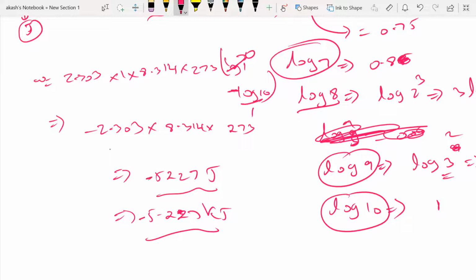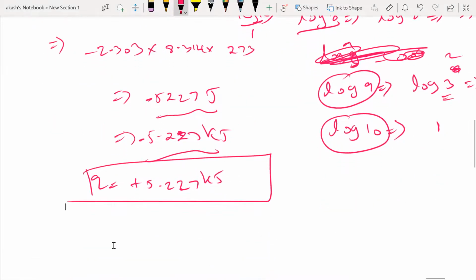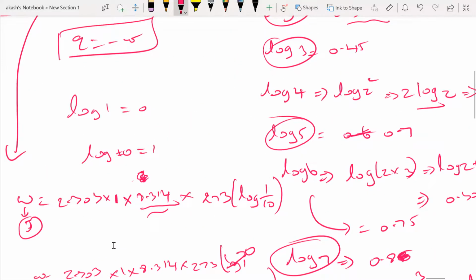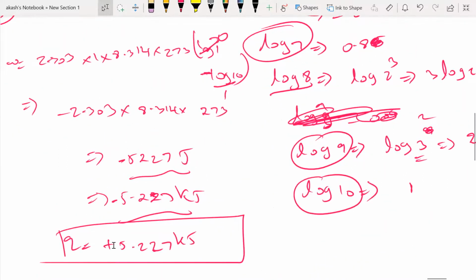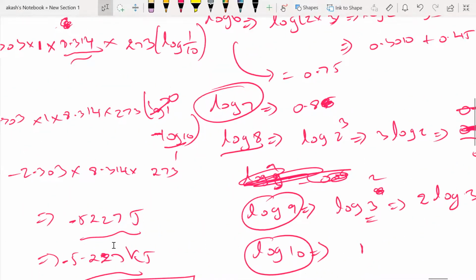Minus, obviously, minus. So if this is the W value, what is the Q value? Q value should be the negative of this. So the Q value would be plus 5.227 kilojoules. Right. So that is about this problem. Very easy problem, just one direct formula substitution. I hope everybody has copied. If there are any doubts, please ask me. Next question.